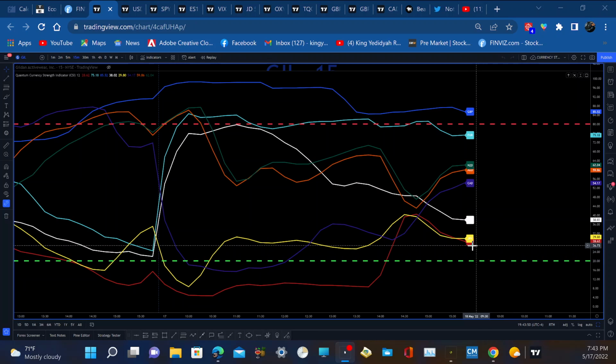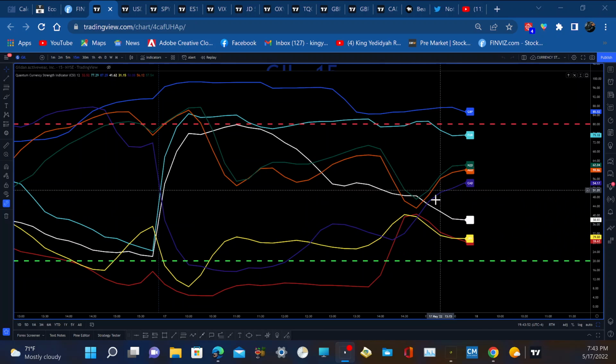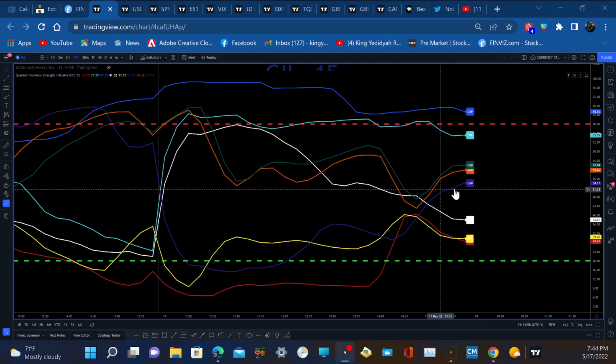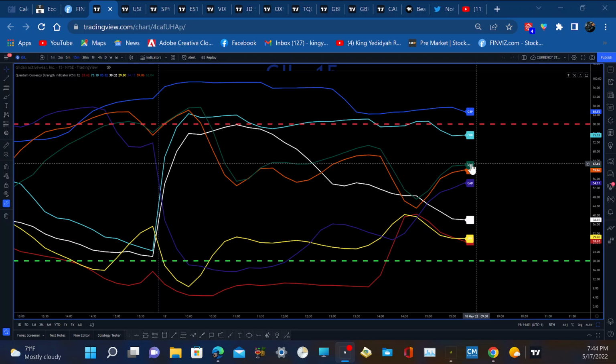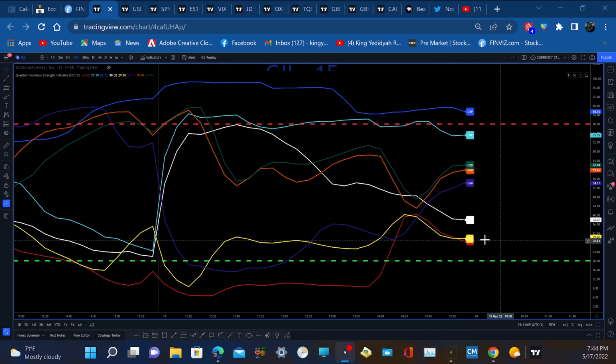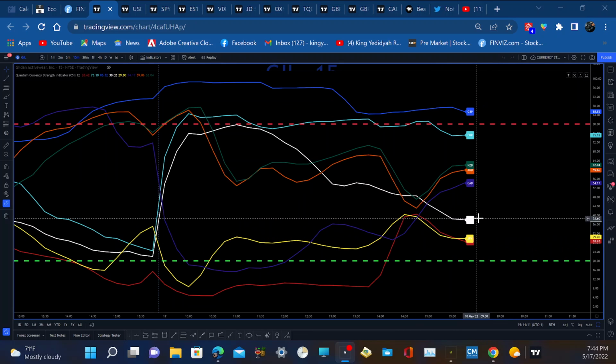So we have the risk on currencies in an upward trajectory, right? So we have the CAD, the AUD, and the NZD, and these are already up at the overbought level, right? So the Euro and the GBP, they're really strong right now, right? So this is how I decipher how I took my trade.